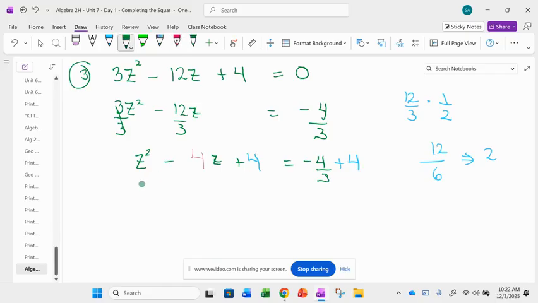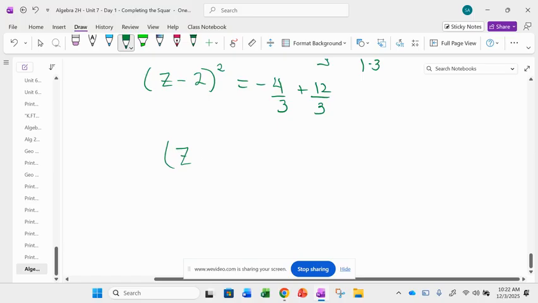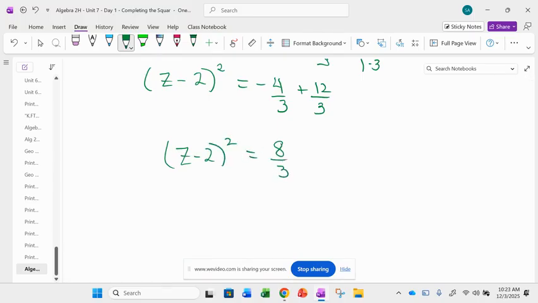Okay, so now we're going to factor this. So this becomes z minus 2 quantity squared. We do have to make a common denominator, so multiply top and bottom by 3. So you have -4/3 plus 12/3. So now we have z minus 2 quantity squared equals 8/3. Square root both sides. Z minus 2 equals plus or minus. Oh, this is a little bit better than I thought it would be.